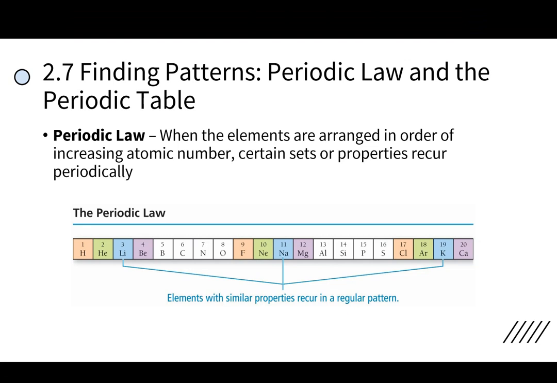The periodic law states that when elements are arranged in order of increasing atomic number, certain sets of properties will reoccur periodically. That's where we get the periodic table, this repetition of properties periodically, which just means every so many elements, there's a repeat. As you can see here, they kind of color-coded them. So like helium, neon, argon all have similar properties. Lithium, sodium, potassium all have similar properties, and so on and so forth.